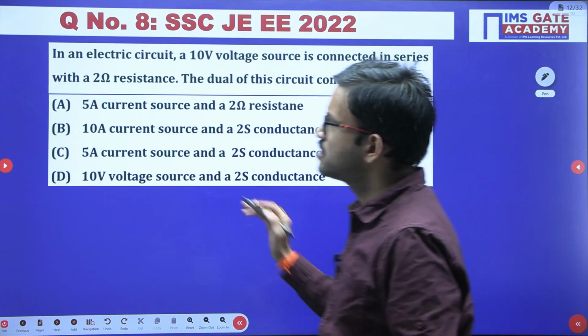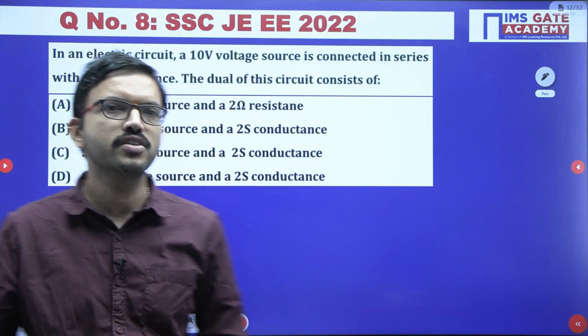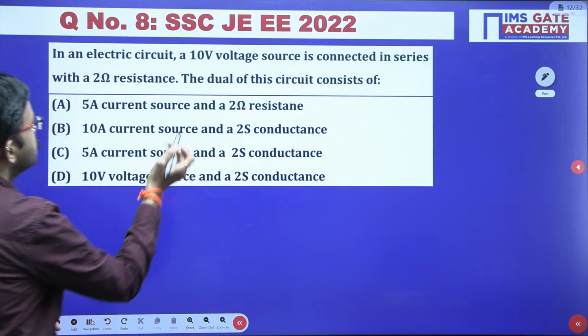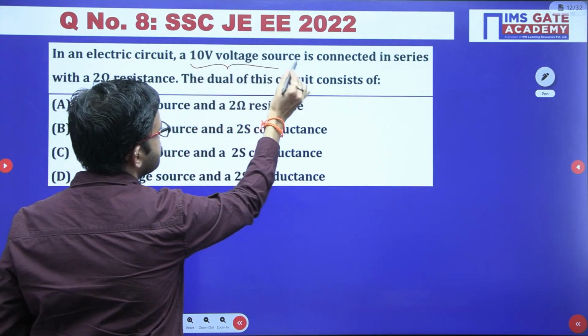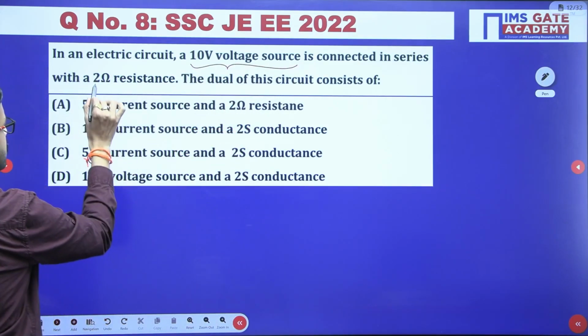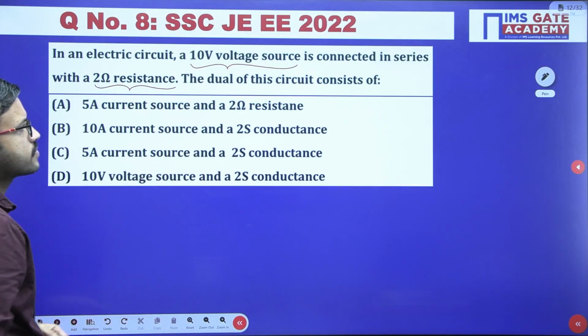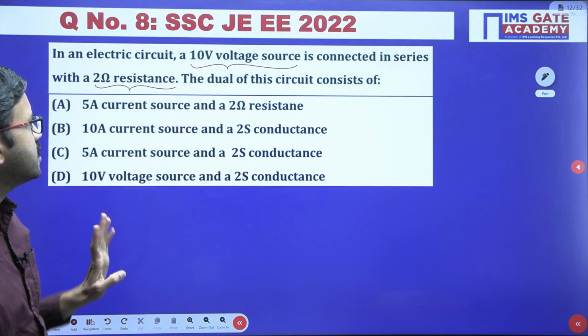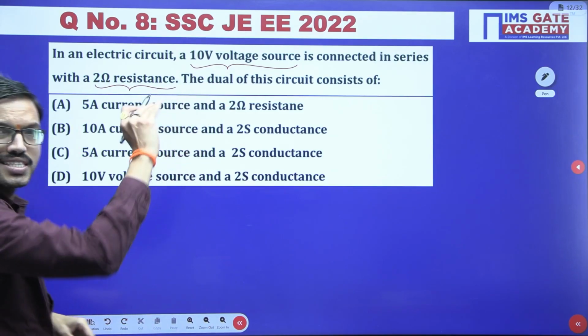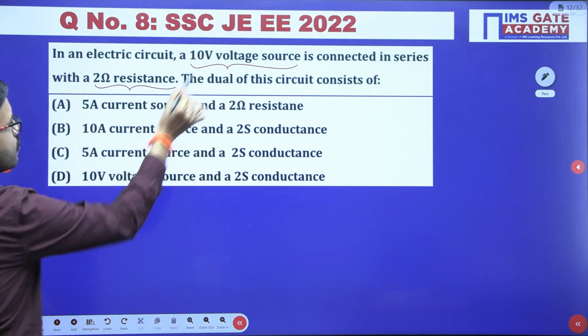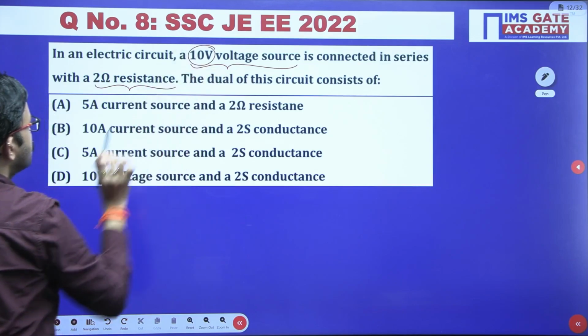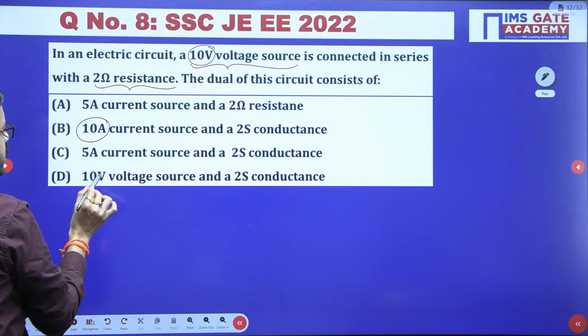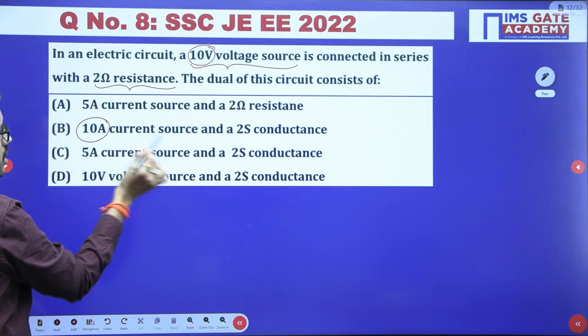This is also based on the duality concept. In this circuit, you have a 10 volt source connected in series with a 2 ohm resistance. Only two elements are given: one is the voltage source, another one is the resistance. Obviously, the dual of a voltage source is a current source, right? Here you have 10 volt, that means you should get 10 ampere, 10 ampere. So only one option is there.